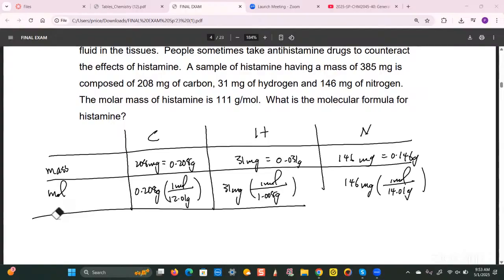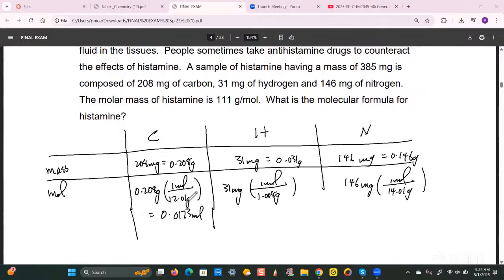Let me take that line out. I need to work out each of these. So let's start off with the 0.208 divided by 12.01. And according to my calculation, I got 0.0173 moles, all right? And then in the case of hydrogen, 31, I'm sorry?